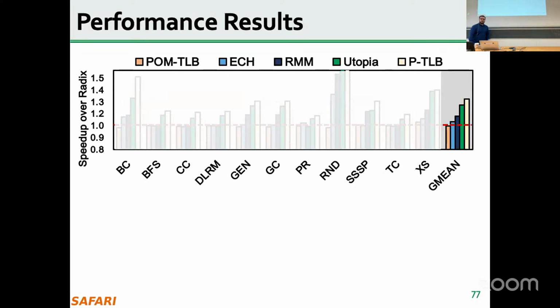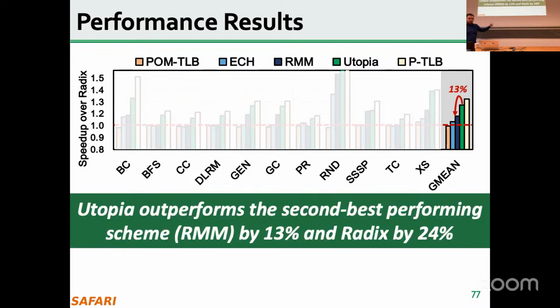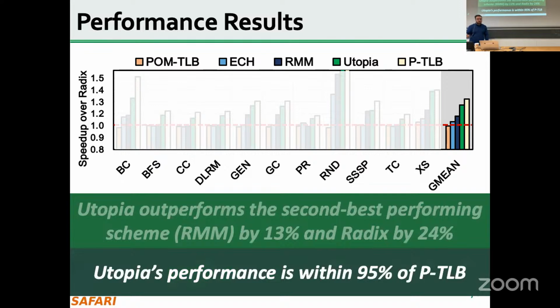These are the performance results. In the y-axis, you can see the speedup over the baseline system across all the configurations. And as you see, Utopia outperforms the second best performing scheme, which is the contiguity-based translation, by 13%, and the baseline scheme, the radix-based page table, by 24%, which is a very significant result. Utopia's performance, which is the most interesting one, is within almost 95% of the perfect TLB.